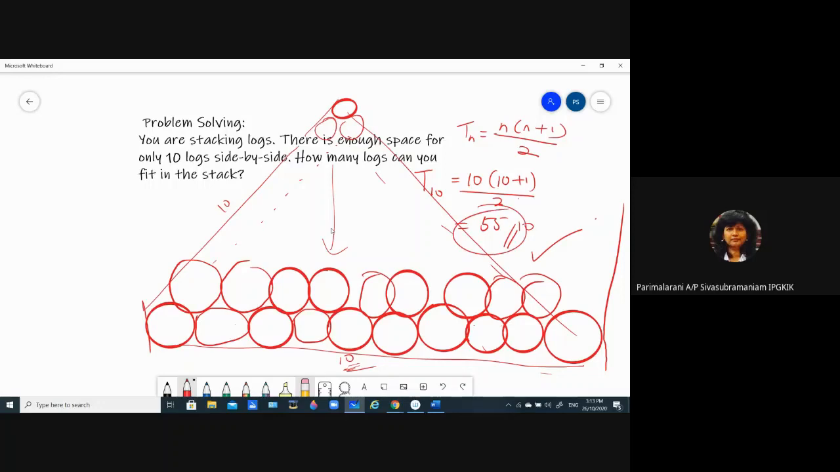Okay, so these are the kind of problem solving questions that you will see under number patterns. Can you understand that?